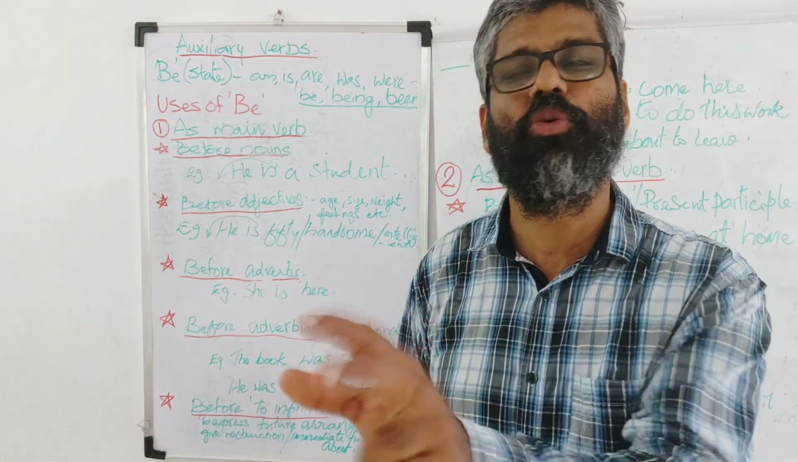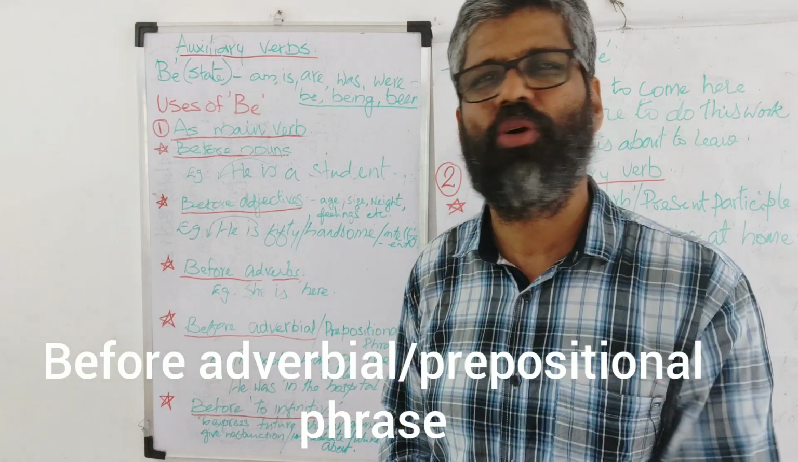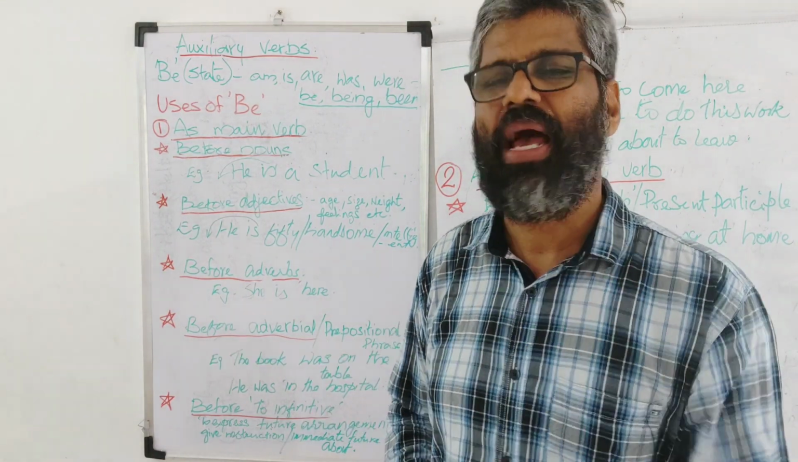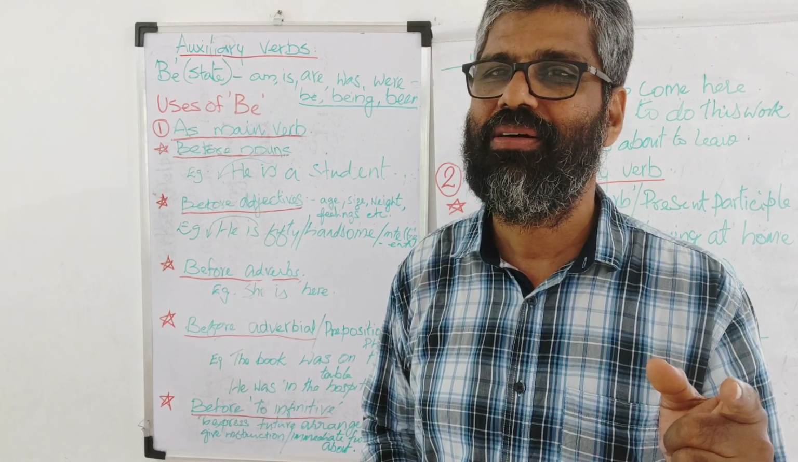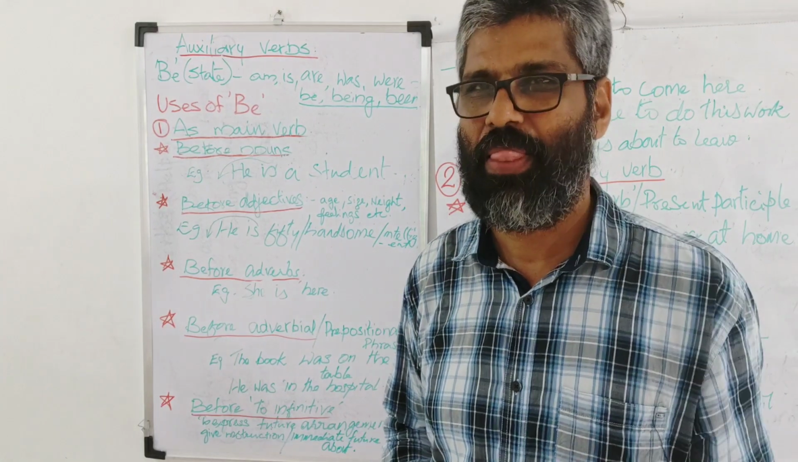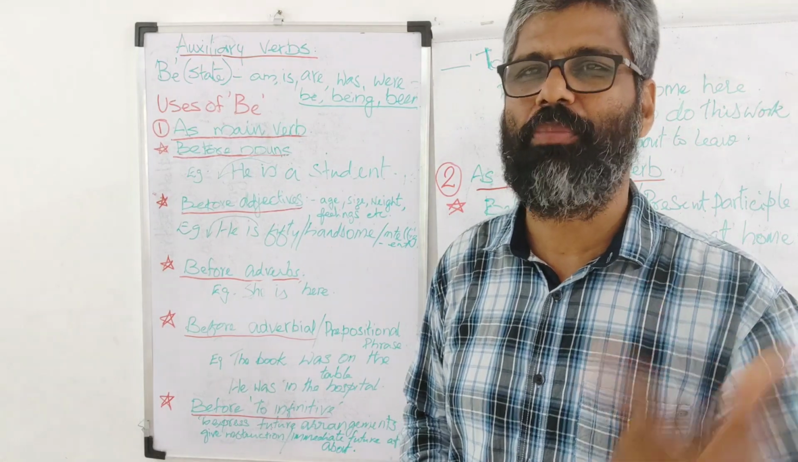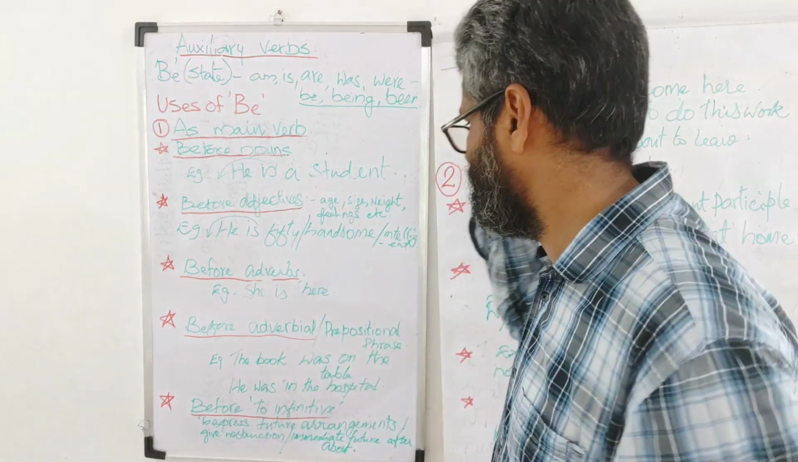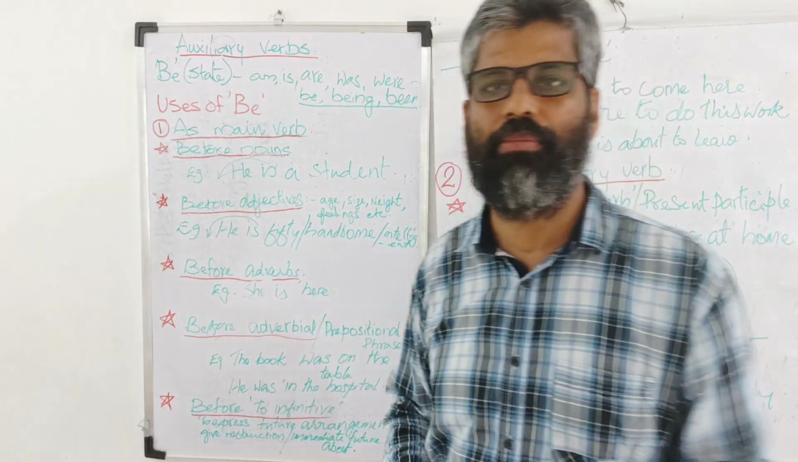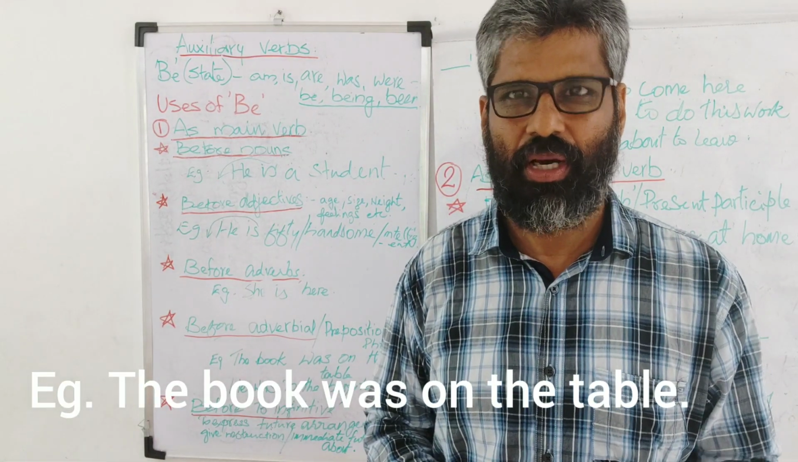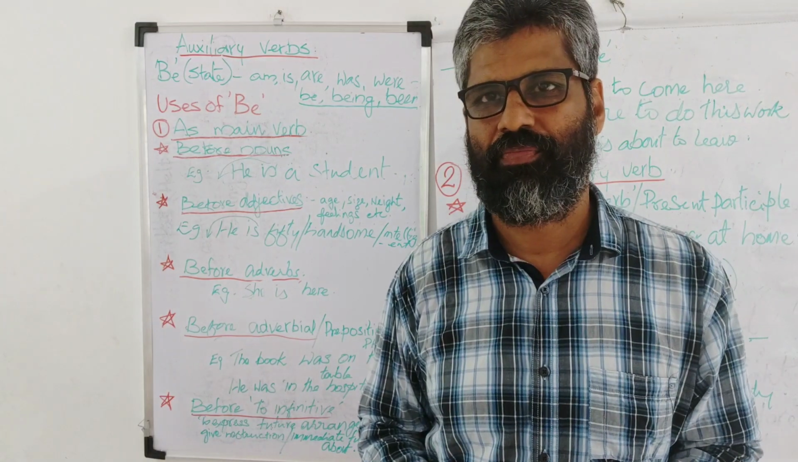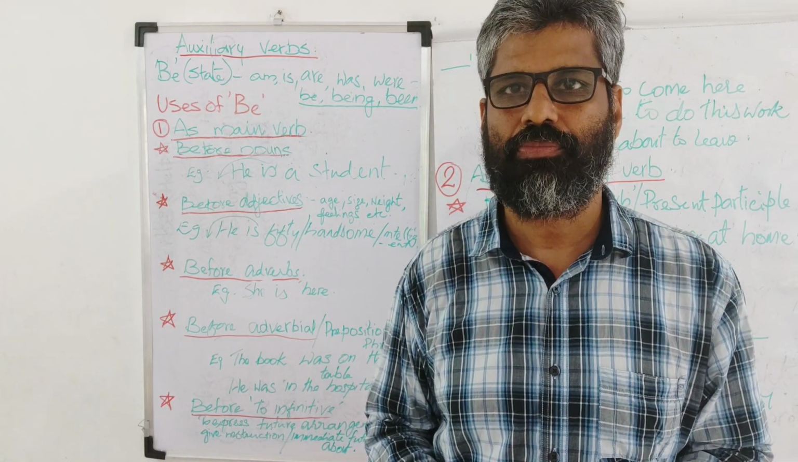Phrase means more than two words will be there. In an adverbial phrase as well as a prepositional phrase we can use be before that. Let's see one example. The book was on the table. On the table, it's a prepositional phrase.